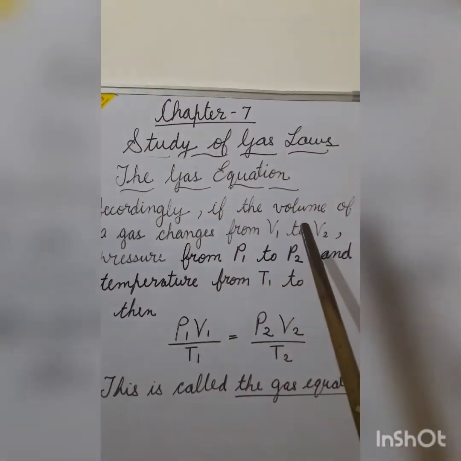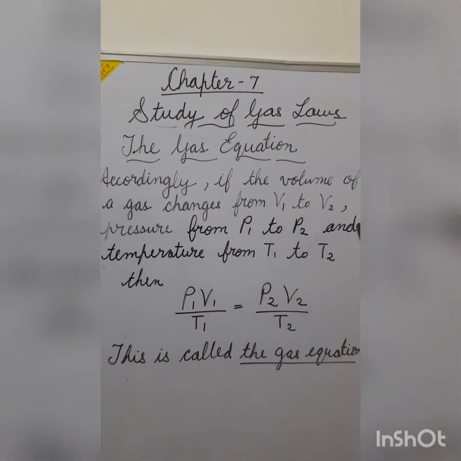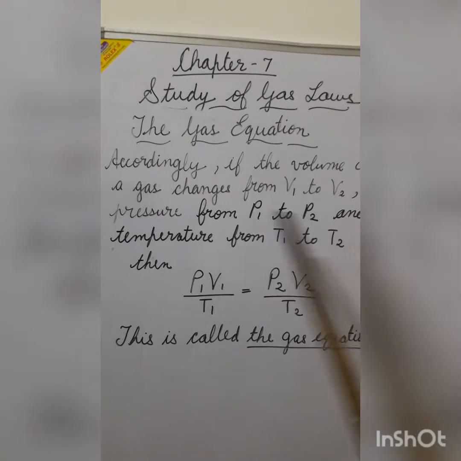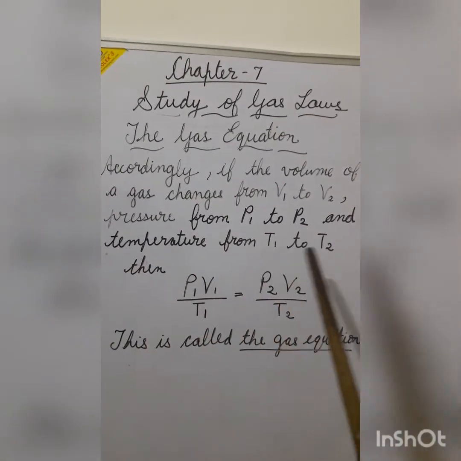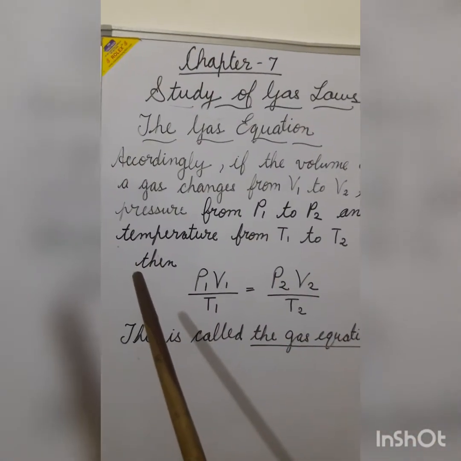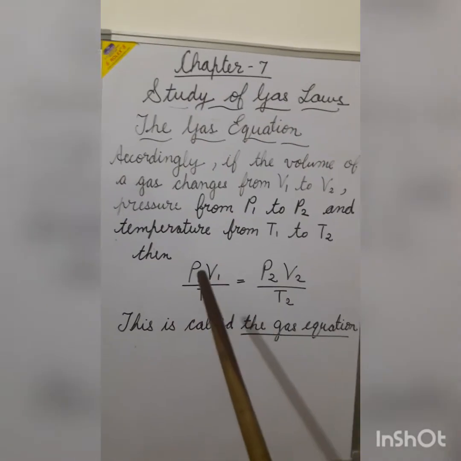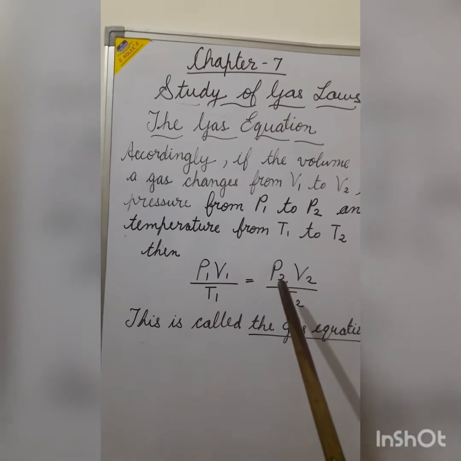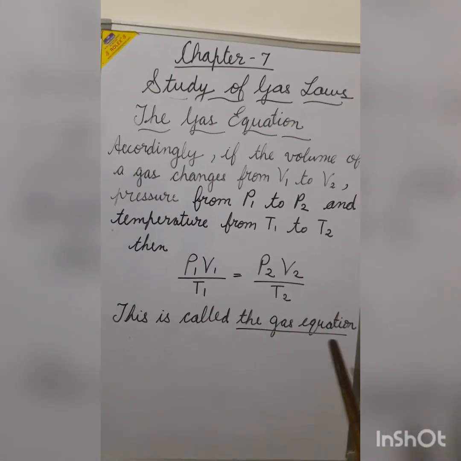Accordingly, if the volume of a gas changes from V1 to V2, pressure changes from P1 to P2, and temperature changes from T1 to T2, then we get the equation P1 V1 upon T1 is equal to P2 V2 upon T2. This equation is called the gas equation.